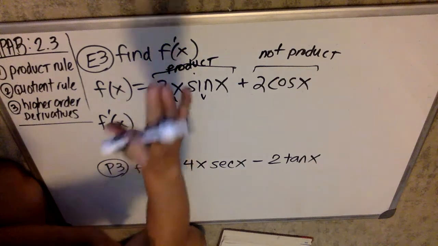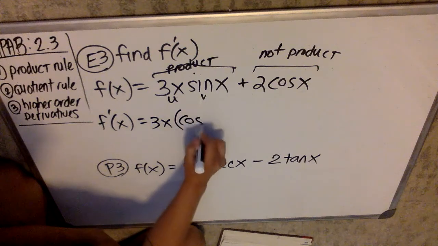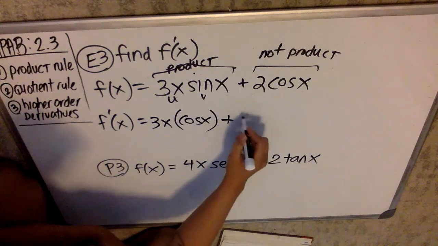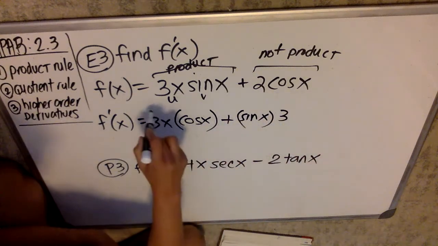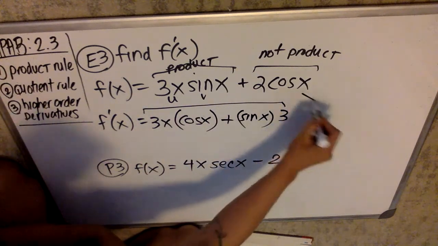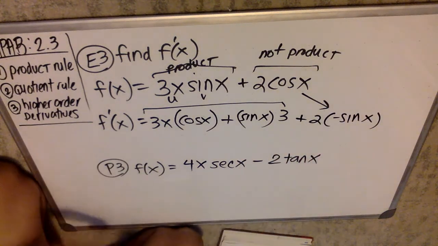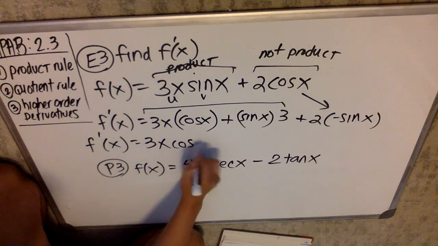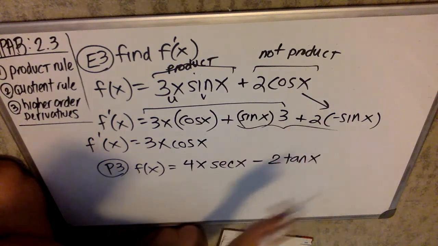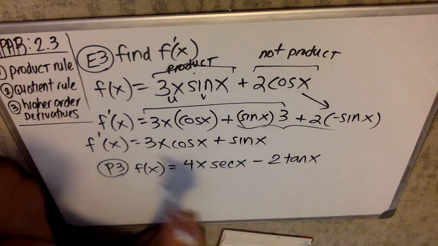So my f prime is going to be u dv plus v du. And then this whole piece is the product. And then this guy, I just go ahead and find the derivative because he's a separate non-product entity. So I'm going to get that my f prime of x is a 3x cosine of x. And then these guys seem to be like terms. I've got a 3 sine x and a negative 2 sine x, so they combine to be a single sine x.